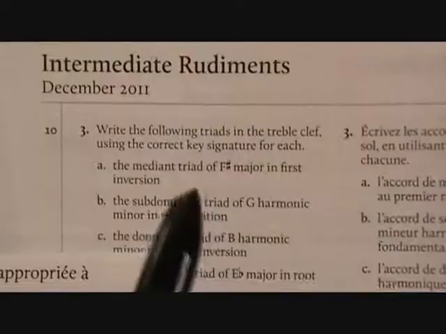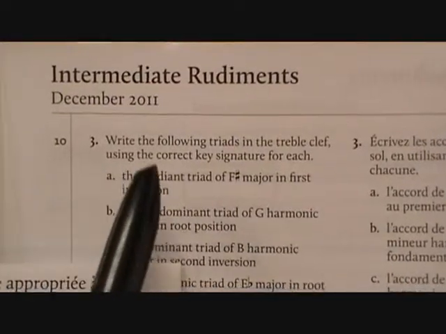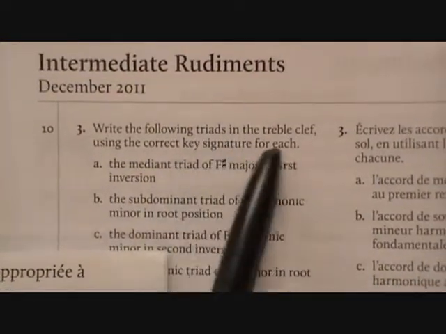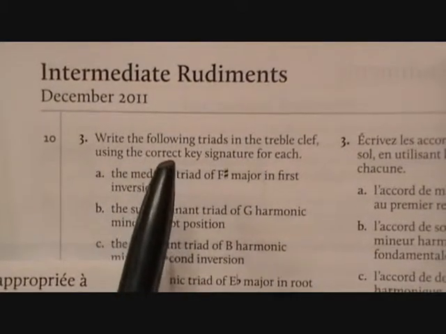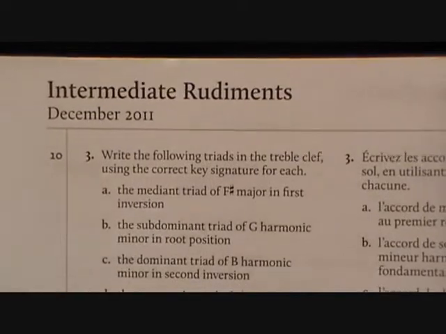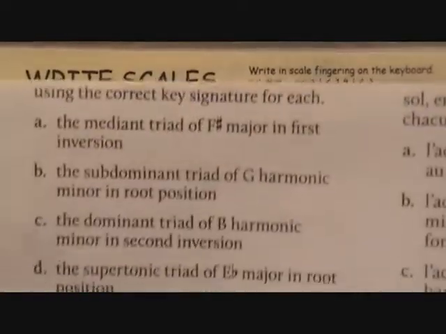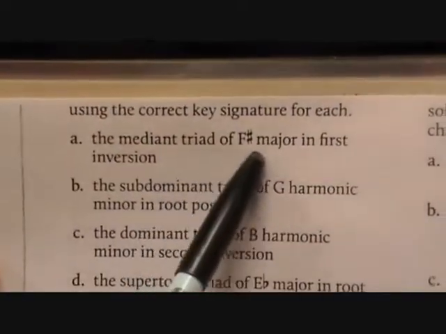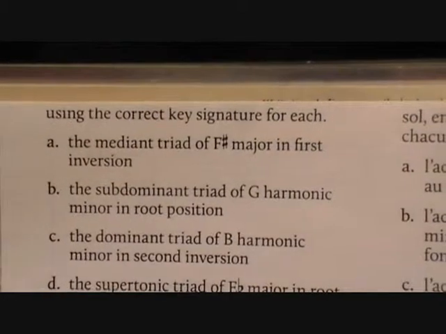We're going to be talking now about the triads. We're going to be writing triads together, which is question 3, and question 4, naming the minor keys for the technical degrees. So let's get to it. The triad question, which is number 3: write the following triads in the treble clef using the correct key signature for each. Okay, so the first question is the mediant triad of F sharp major in first inversion.